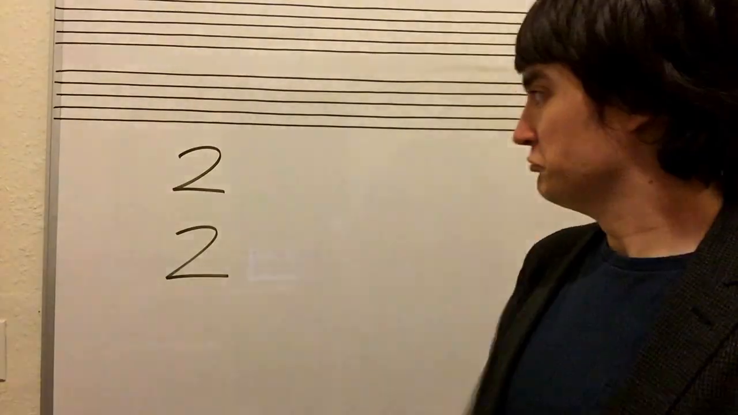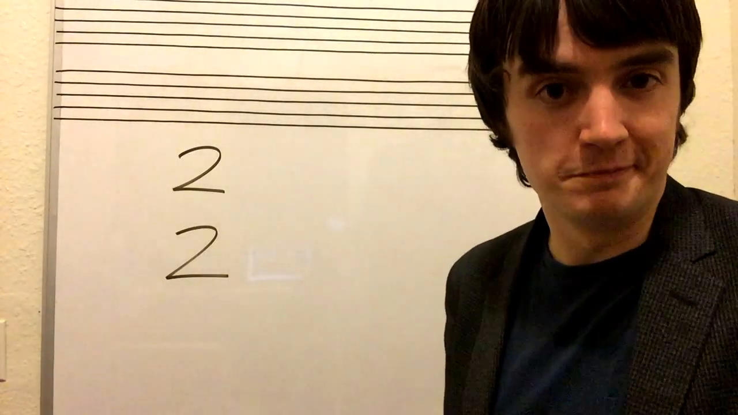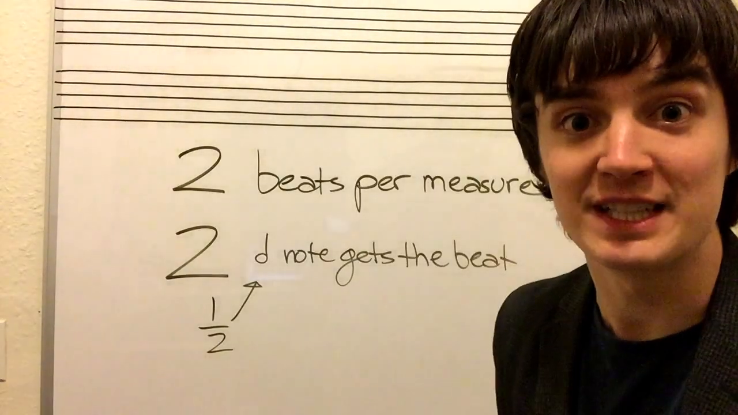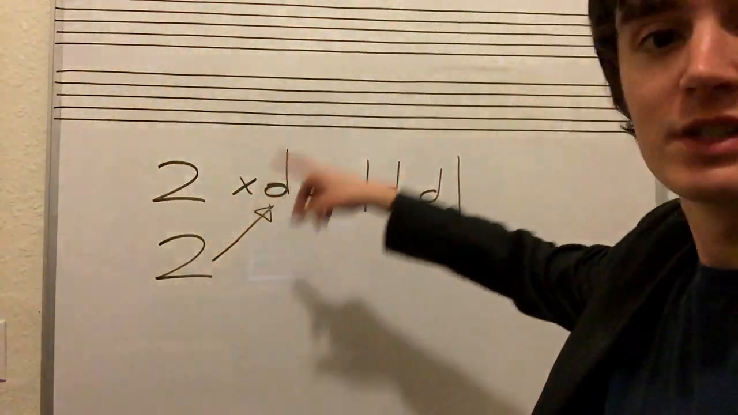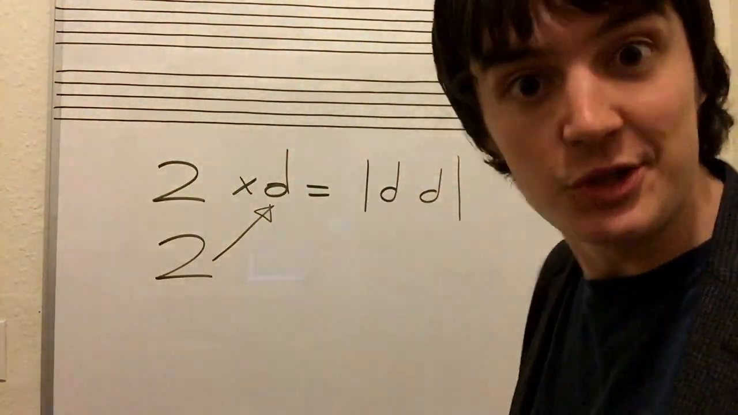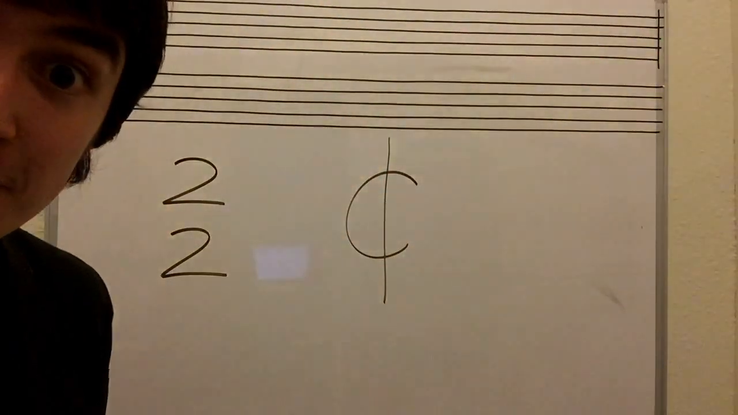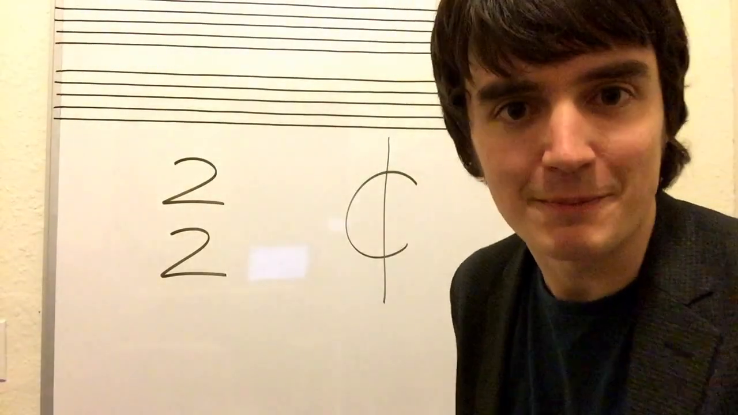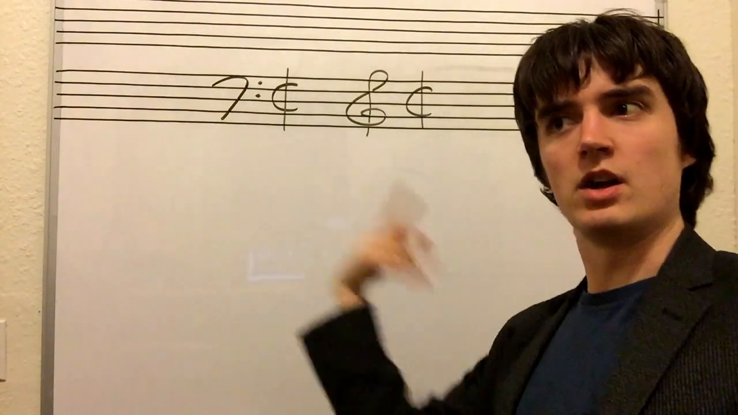Step 10, another example. 2/2. Look at them. There's 2 of them. 2 beats per measure, half note gets the beat. Or 2 half notes makes 1 measure in 2/2 time. 2/2 time is very common, so we call it cut time. It's like C for common time, except cut in half. There it is on the staff.